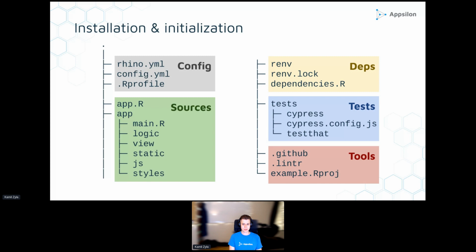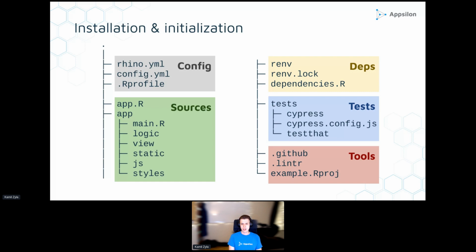Lastly, we have the box with tools, a couple of miscellaneous things here. .github is a directory with a workflow which will automatically run all the tests and linters in your project whenever you push to GitHub repository, which is the main portal which we use for our repositories most of the time. .lintr is our linter configuration. Lastly, the R project file enables you to open your project in RStudio.